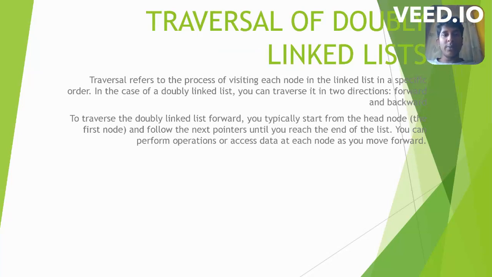Traversal of double linked list. Traversal refers to the process of visiting each node in a linked list in a specific order. In case of a double linked list, you can traverse it in two directions, forward and backward.